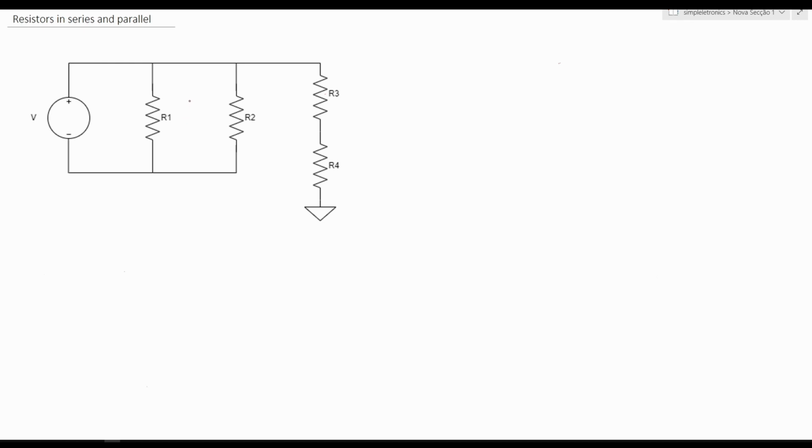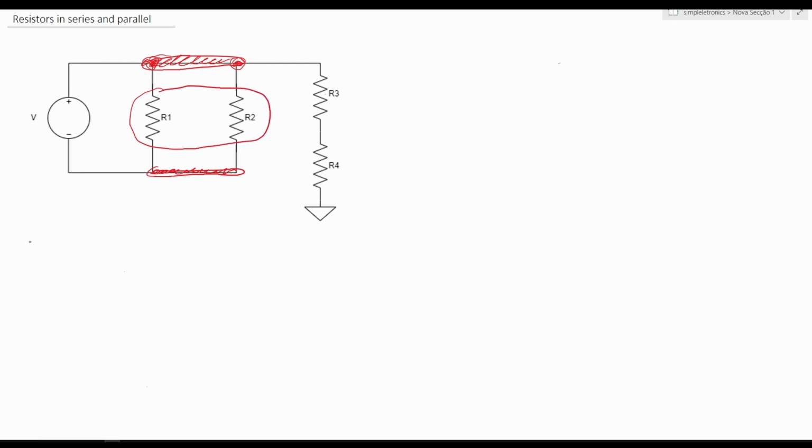Resistors in parallel are two resistors that have their terminals at the same nodes. Look here, we have R1 at this node and R2 at this node, the same node. This terminal is in the same node, and the other terminal is in the same node too. So these two resistors are in parallel.